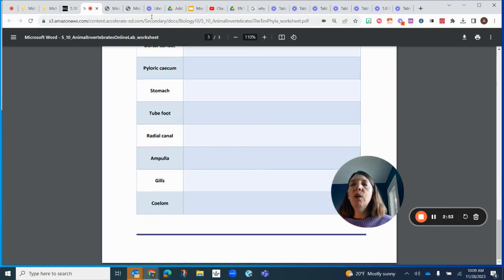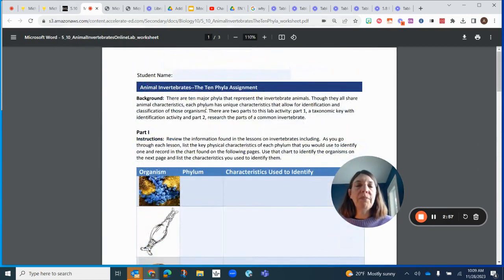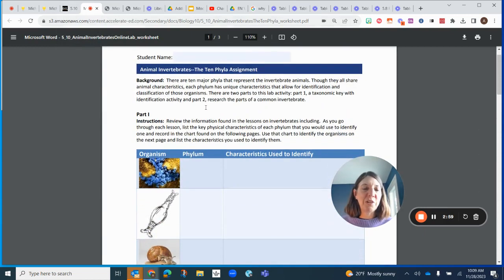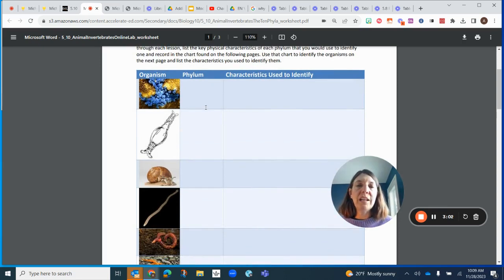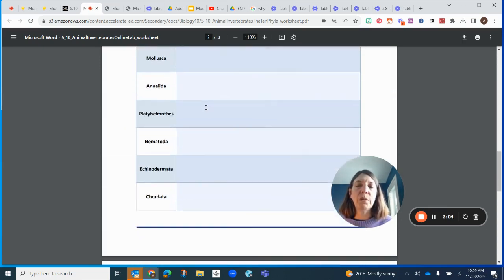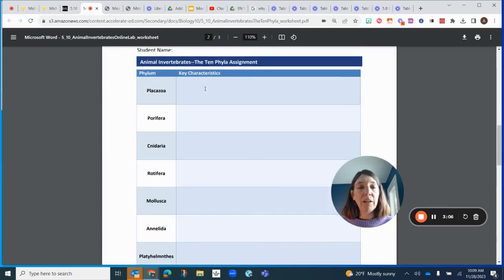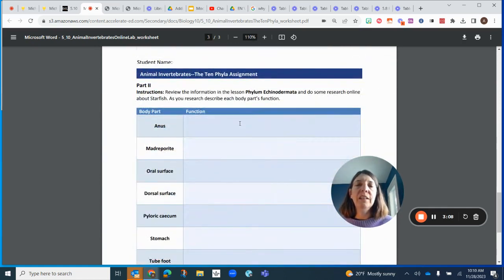Anyhow, so those are the worksheets. It's pretty comprehensive. A lot of it, though, is actually, so the first part is identifying, and then the rest of it is really going back on your notes, and then finally doing a little bit of research about starfish in particular. Good luck.